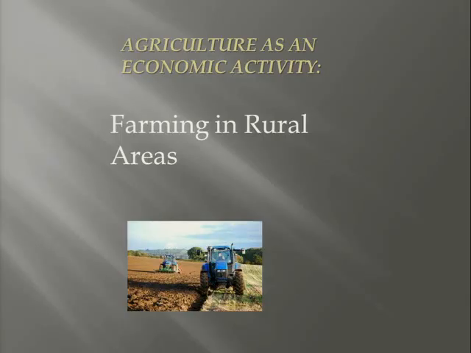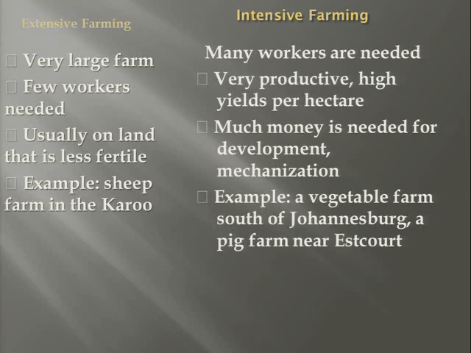We are going to look at agriculture as an economic activity. Remember, agriculture falls under primary activities. Now, we have farming. Guys, we have 2 types of farming. There's a form of farming which is called extensive farming, in commercial farms, and again there's a form of farming which is called intensive farming. What is the difference between extensive farming and intensive farming?